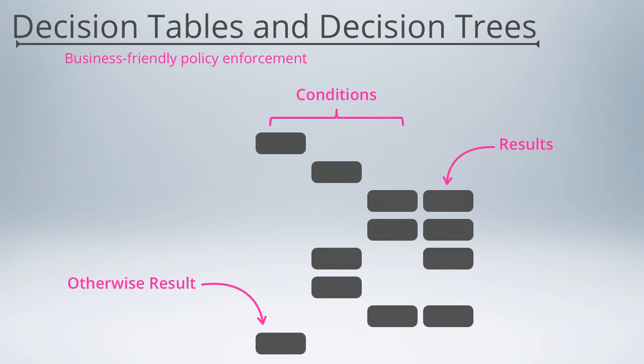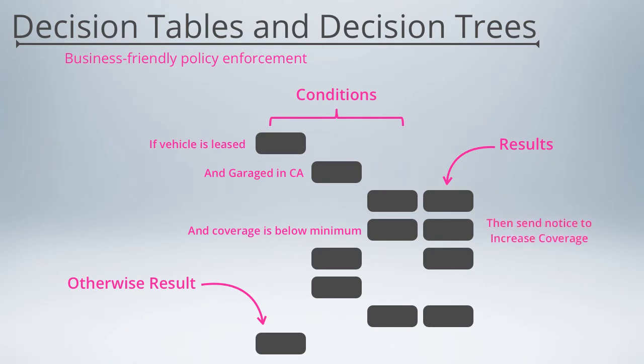Decision tables and decision trees allow us to model more complex decisions, such as if a vehicle is leased and garaged in a particular location and the driver does not have an insurance policy with a satisfactory level of coverage for damage to other people's property, then they must increase the coverage on their insurance policy.